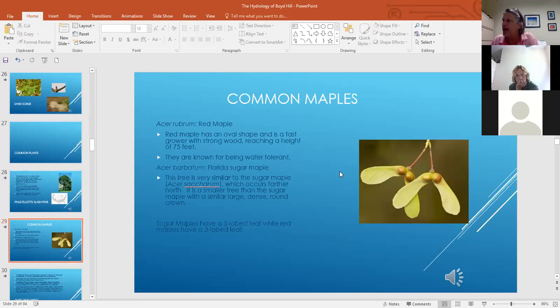We also get two maples. We get the Florida sugar maple and the red maple. Now the red maple is adapted toward a wetter climate, and the sugar maple not so much. The sugar maple has five lobes on its leaf, while the red maples have three. This is that famous maple seed that can blow on the wind like a little helicopter, and each one contains two seeds, so they disperse on the wind.